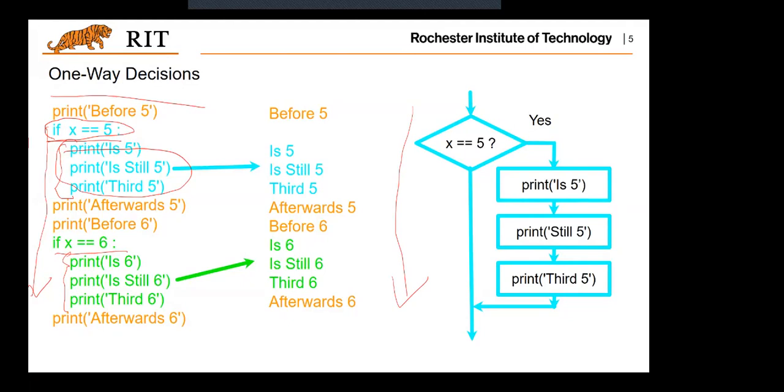The only difference is you need to check if the condition is satisfied or not. If yes, you will execute this code. Okay, so that's the one-way decision. That's simple, right?